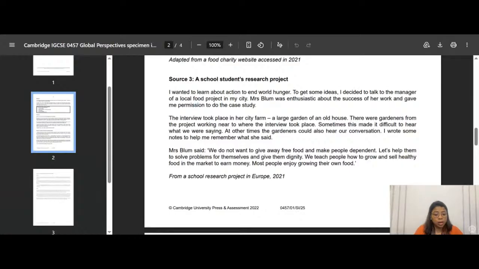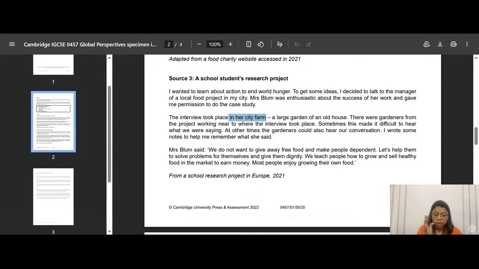The interview took place in her city farm. See, as an analyst, you're supposed to read between the lines, understand, and analyze every single word given in the insert. But here you have to keep in mind you are working in a time-restricted period while you're writing the answer. So I am anyway going to teach you how to utilize the time well, and what are the different strategies wherein you can conserve time.